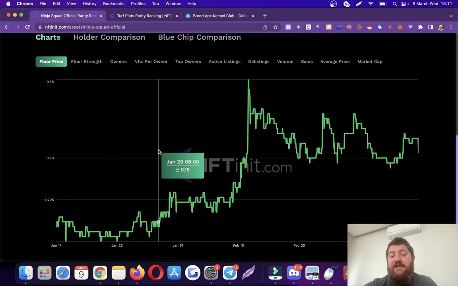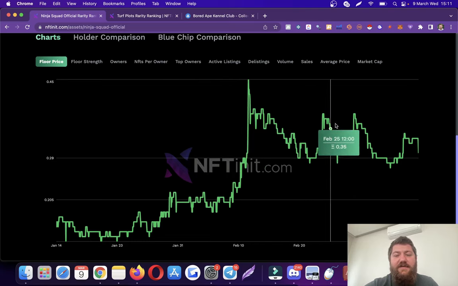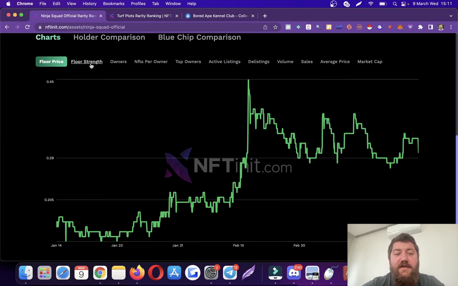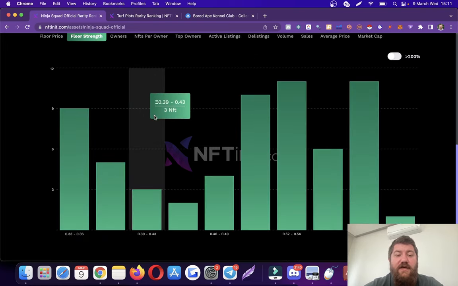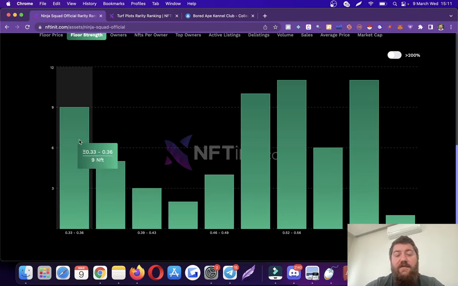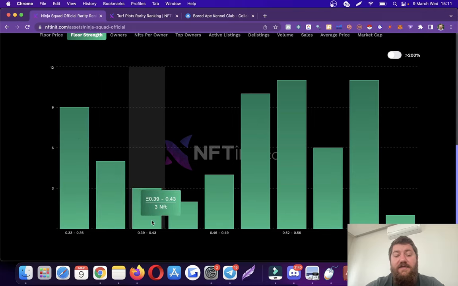So here you can see how Ninja Squad NFT has been doing historically. As you see, there was a quiet pump here. Then maybe there were some tests here. However, this trend looks somewhat stable. Then there is the floor strength. In floor strength, you see how many NFTs are listed in what price range. So here you see 9 NFTs are listed between 0.33 and 0.36. In this range, there are 5 NFTs. In this range, there are 3 NFTs.